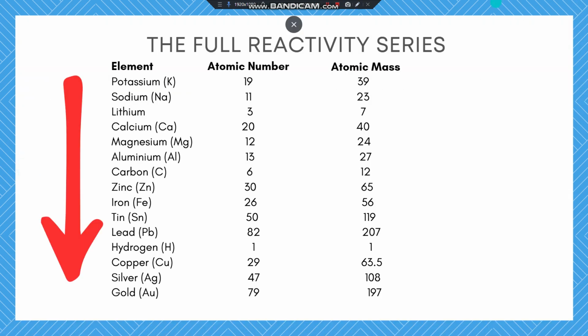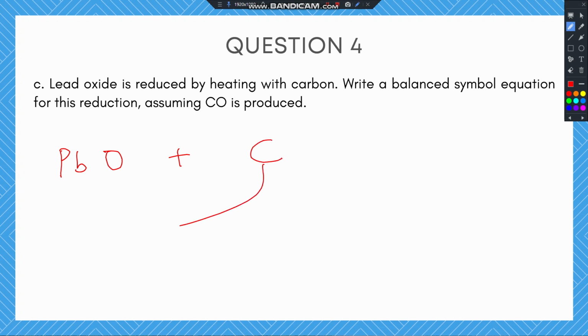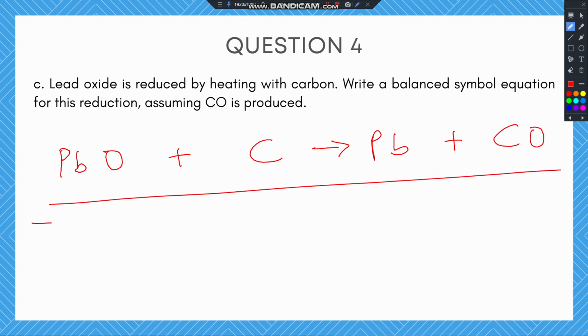If you watch with me, you see the position for lead, which is over here, and the position for carbon shows that carbon is way above lead. So carbon is more reactive and stronger than lead, which means carbon would displace lead from a compound during a chemical reaction. So we have lead oxide PbO reacting with carbon. Carbon comes over here to displace lead, meaning lead will have to leave. Therefore we have lead standing alone now plus carbon monoxide. This is the full equation.